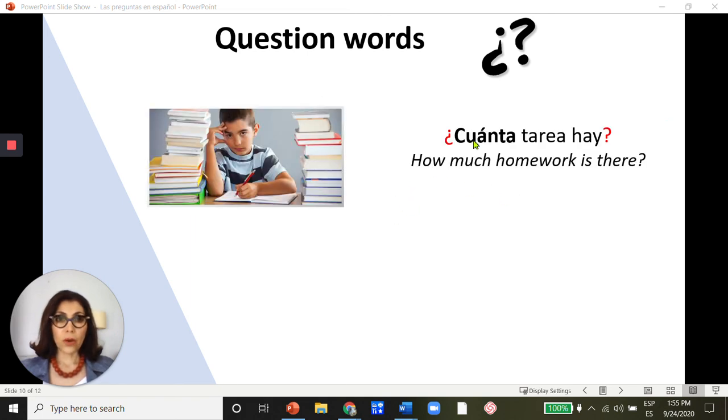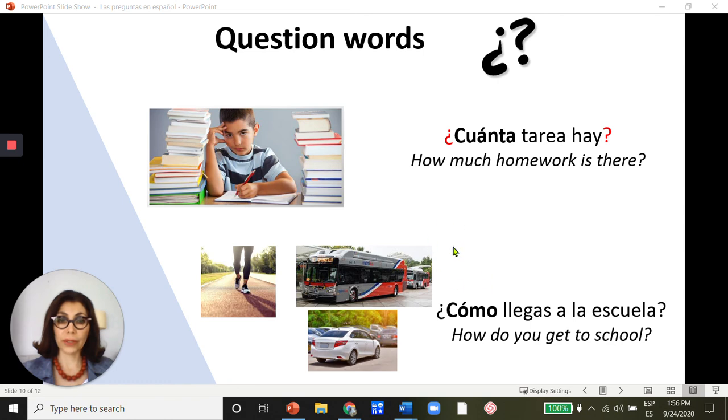Okay. ¿Cuánta tarea hay? We're going to see here that cuánta and cuánto, right? This is the one question word that has to change depending on the gender of the word next to it. Tarea is feminine, la tarea. Therefore, we don't say cuánto, we say cuánta. ¿Cuánta tarea hay? Muy bien.